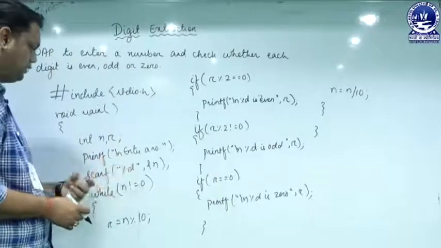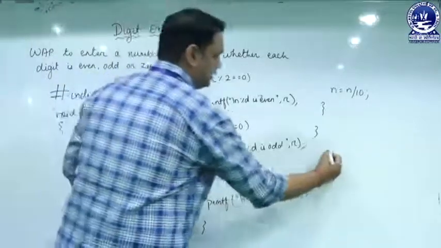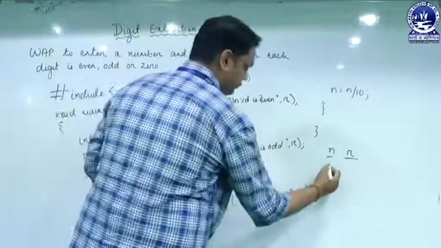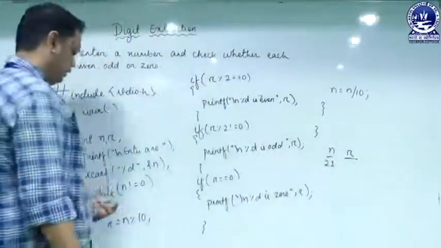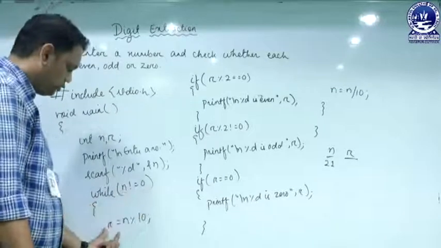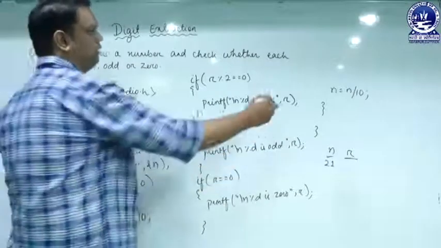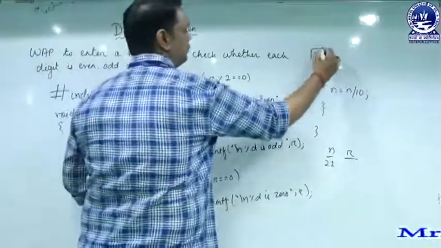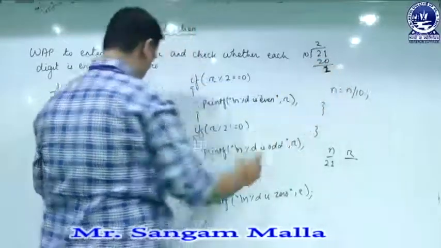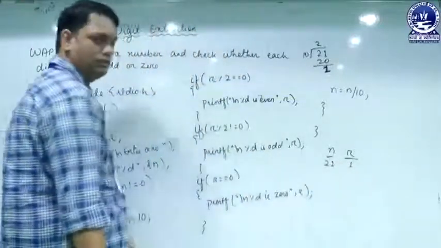Now let's take an example. Let's say I have taken two variables n and r. Let's take a value, say 21, in n. Now it will check 21 is not equal to 0. Yes, true. So now it will take n modulo 10, that means 21 will be divided by 10. The remainder is 1, so 1 will be stored in r. So r will carry the value 1.